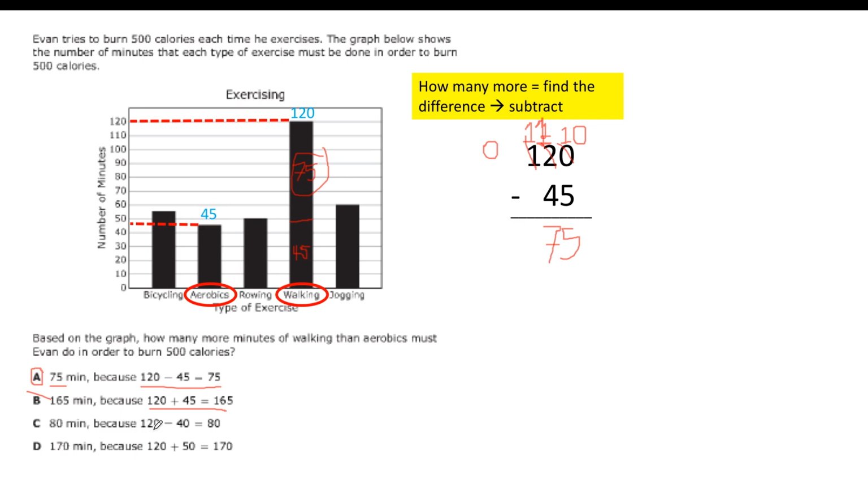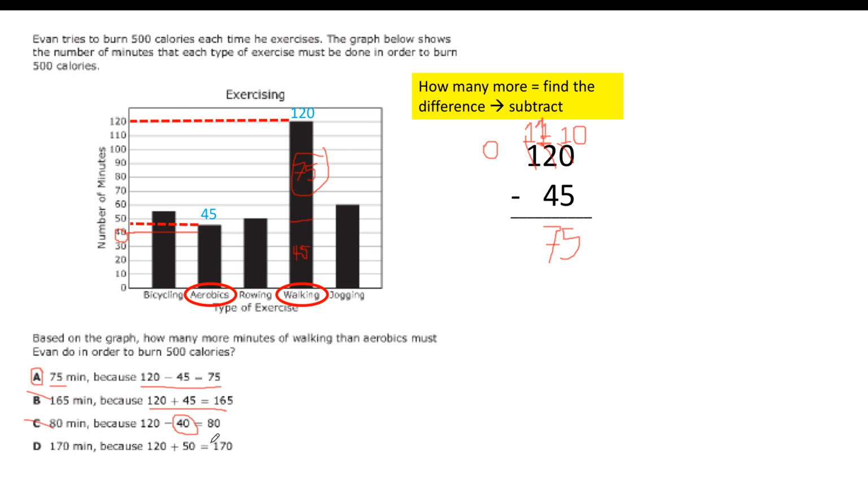80 minutes because 120 minus 40 is 80. Wow, this one looks really close to 75. And here's the difference. The reason that this might have been the answer is if you measured this wrong and you went halfway, but then you circled 40. But we know that that's not 40. It's halfway in between 40 and 50, which is 45. It's above 40. So we know that couldn't be the answer either.